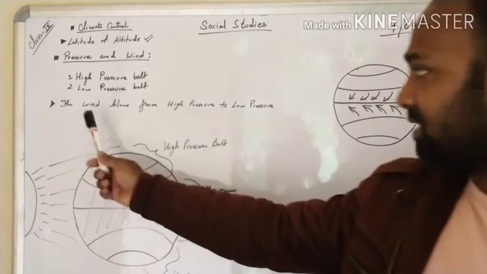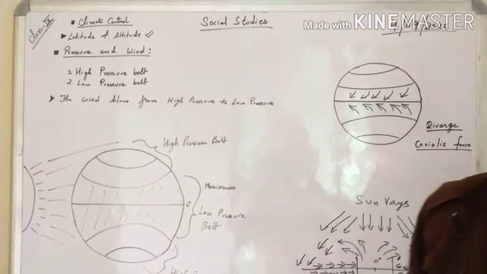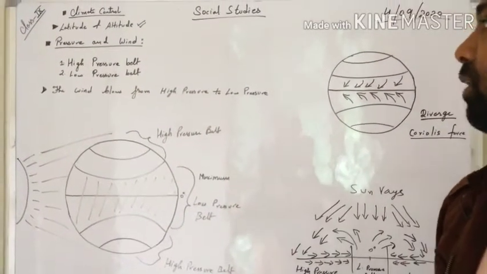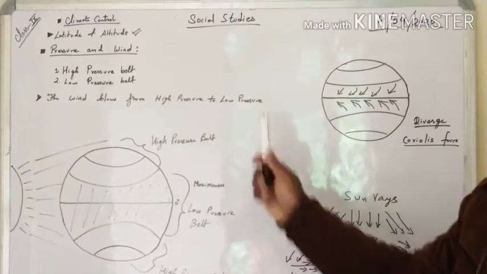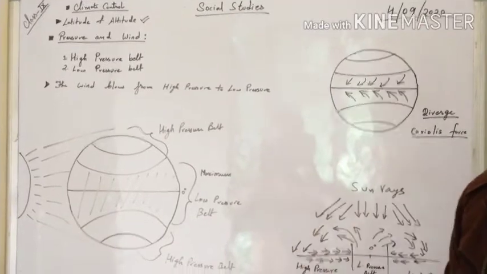The wind flows from the high pressure belt to the low pressure belt. This is something that is very important to be understood. You always remember that the wind always blows from the high pressure belt to the low pressure belt. Now let us understand what the high pressure belt and low pressure belt are.